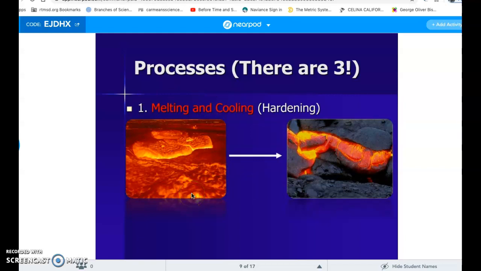So some types of igneous rocks are formed from lava, the melting of rock, and then the cooling of that lava above ground. And other types of igneous rocks are formed from the melting and cooling of magma inside of the earth. So an example of an igneous rock that forms from magma in that melting and cooling process is granite. So if any of you guys have granite in your house, that's an igneous rock that formed from melting and cooling.